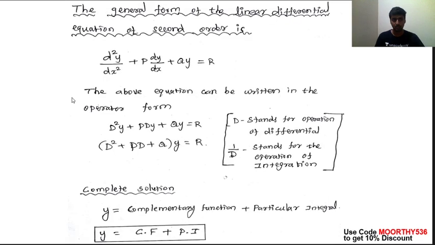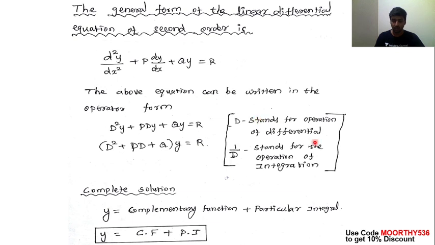I think we have already discussed this thing. 1 divided by D stands for integration. So we have to integrate the function one time. If you have 1 divided by D square, we have to integrate the given function 2 times with respect to x.